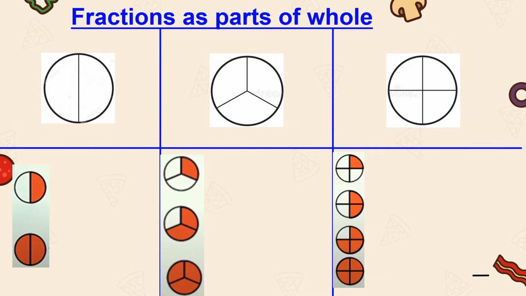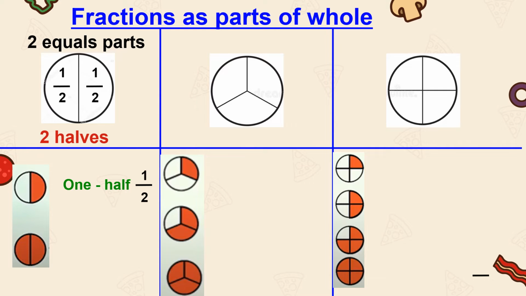Fractions as a part of a whole. When we have a circle and we divide it into two equal parts, each part will be half and half. So the circle has two halves. In the first circle here, the fraction is 1 half, or we can say 1 over 2. The fraction here will be, the total parts are 2, the colored parts are 2. So the fraction is 2 over 2 or 2 halves.